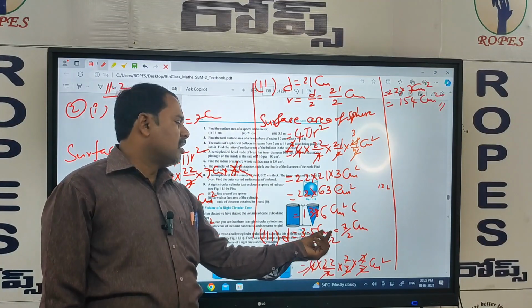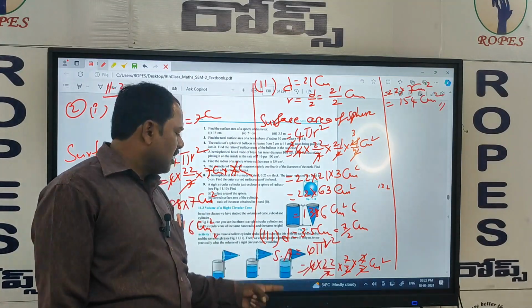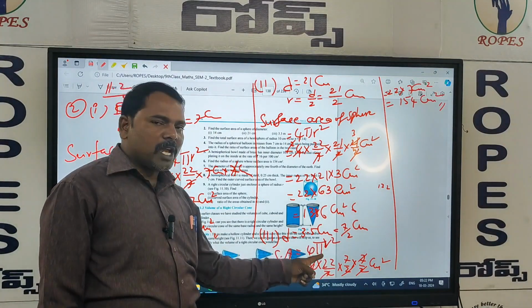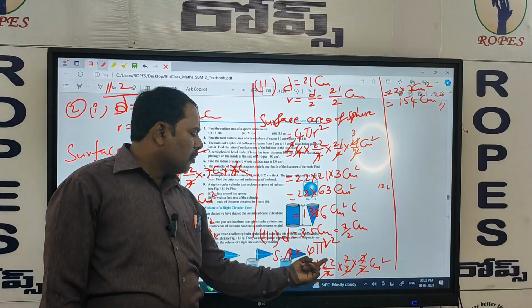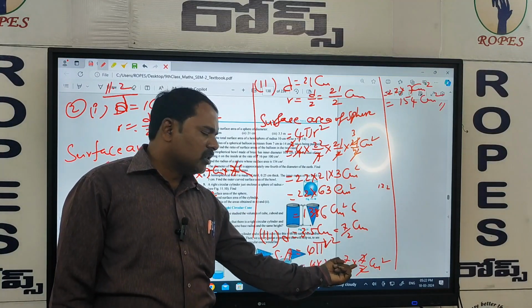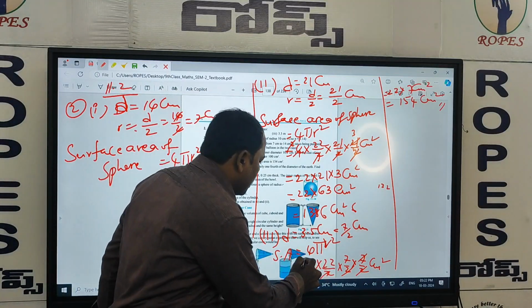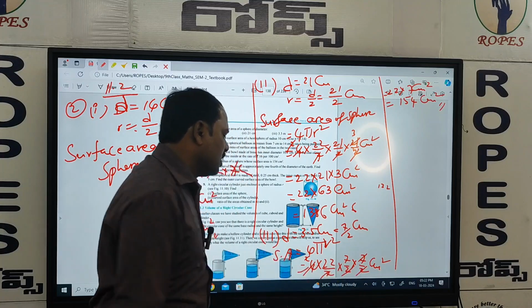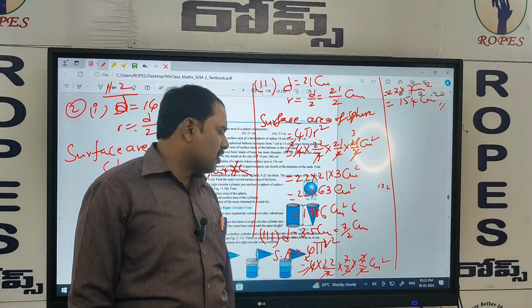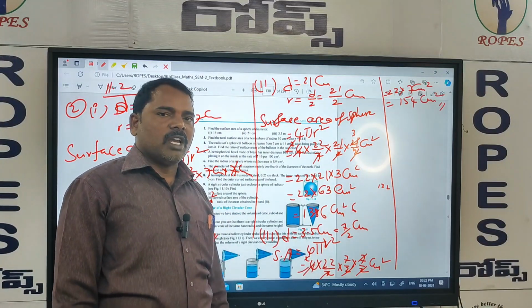And in the third one, diameter 3.5 centimeters is given. 3.5 is nothing but half of 7, that's why 7 by 2, which is easy to cancel. So surface area is equal to 4 pi r square: 4 into pi value 22 by 7 and r value 7 by 2 into 7 by 2. Here 2 2s are 4, then 7 1s are 7. So finally we got 22 into 7, 22 7s are 154 centimeters squared.